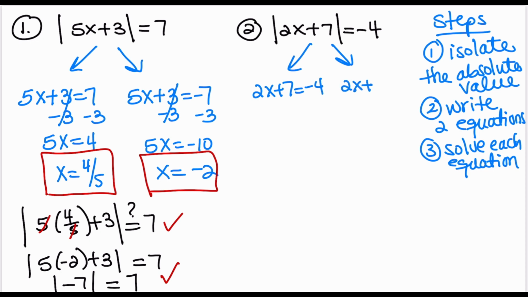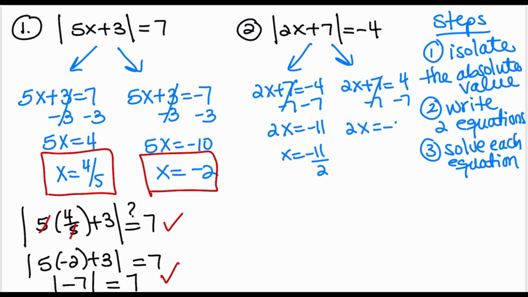2x plus 7 is equal to, in this case, would have to be the negative, so it's the opposite sign, positive 4. If I subtract 7 from both sides, I get 2x is equal to negative 11, so that means x is negative 11 over 2. If I subtract 7 from both sides, I get 2x is equal to negative 3, so x equals negative 3 halves. Now that I've solved it, the last step is going to be for us to check the solutions back to the original absolute value problem.